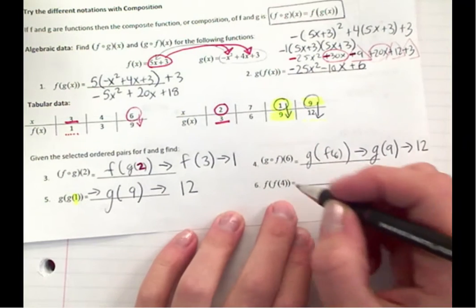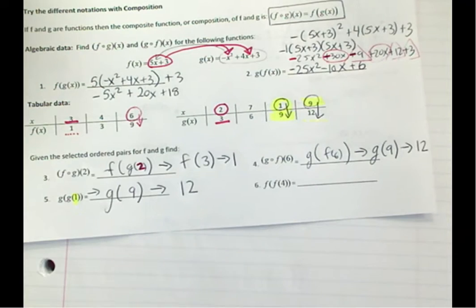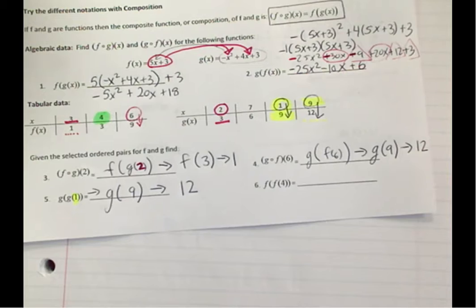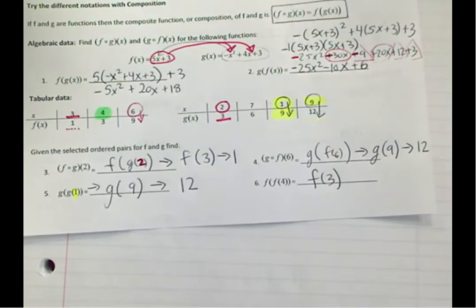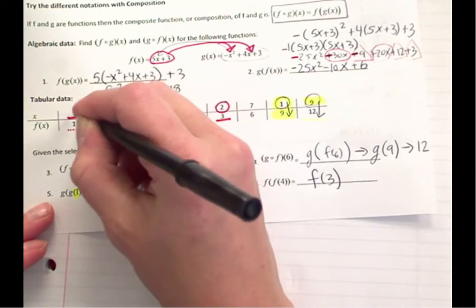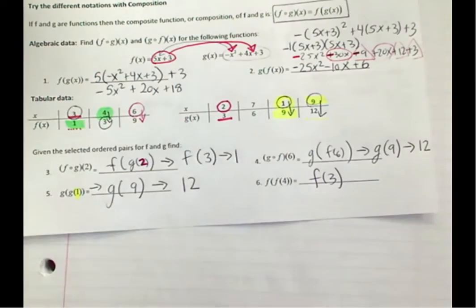Okay, F of 4. All right. I'm going to start on the F table. It's going to take me to 3. I'm going to stay on the F table. It's going to finish at 1.